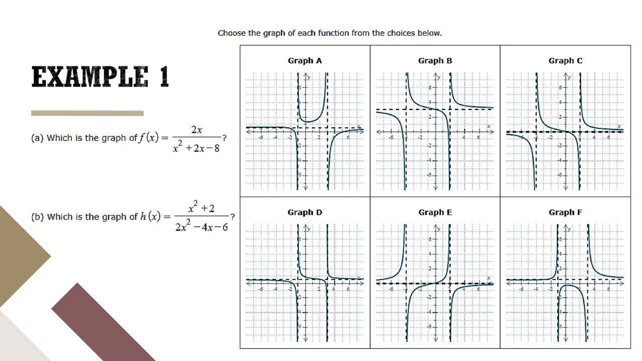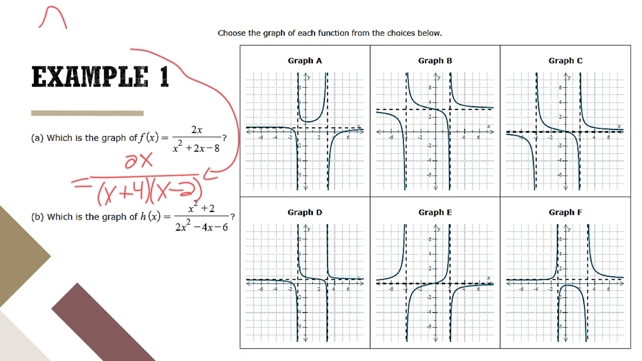So the first step is, let's draw this one. This is 2x over, if we factor it, it's x plus 4 and x minus 2. So if we think about it, this has vertical asymptotes. So this one, f of x right here, will have asymptotes at x equals -4 and x equals +2. So we're looking for those.